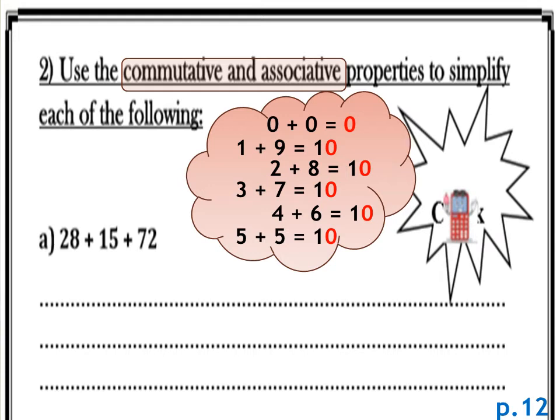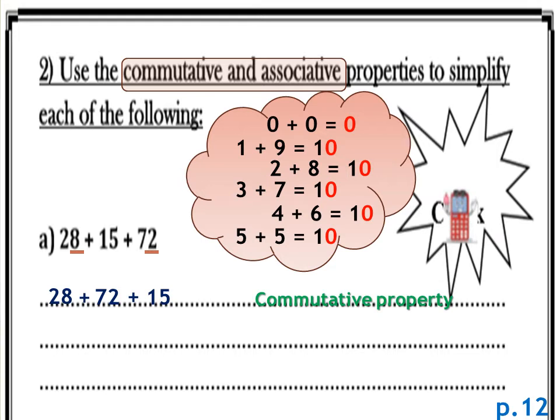Here we have 28 plus 15 plus 72. Check the unit digit. Here we have 8 and here 2 from the box. So we are going to put the two numbers beside each other. They will be 28 plus 72, then plus 15. And here we used the commutative property, so we have to write commutative property.